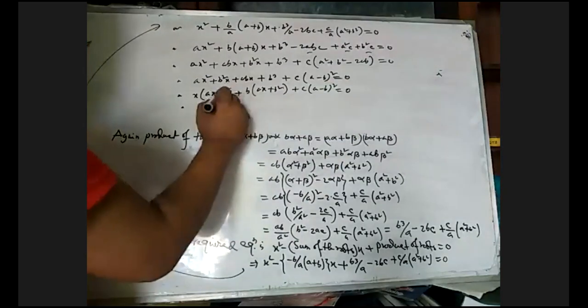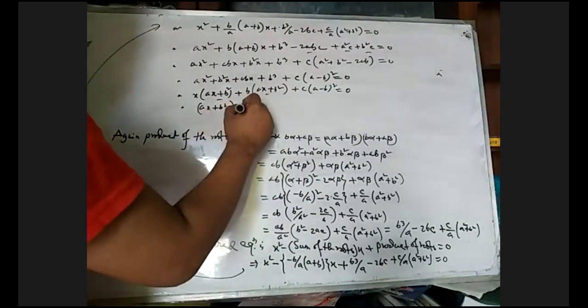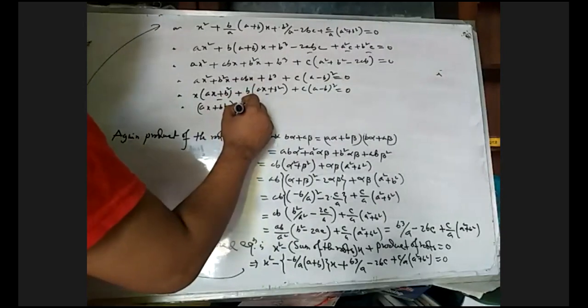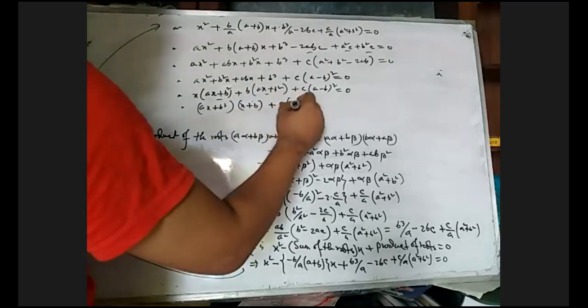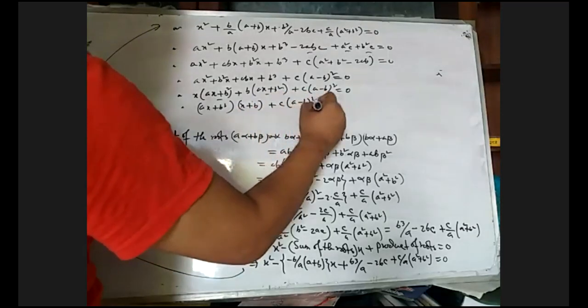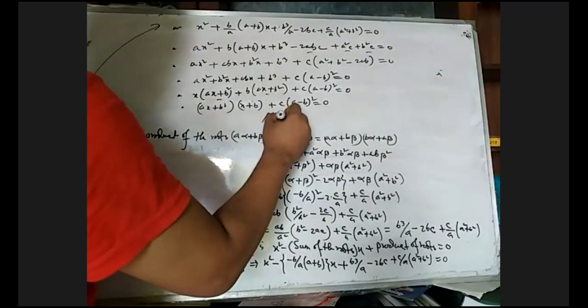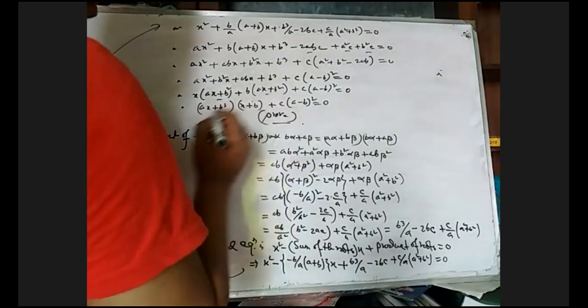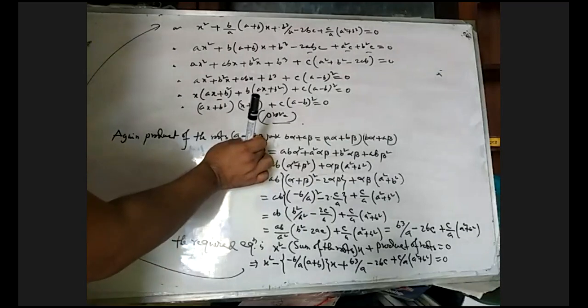So from these two we can take common x plus b, x plus b plus this is equals to 0. So which is the required proof? We have to prove this one. Thus this is the required equation which consists of these two roots.